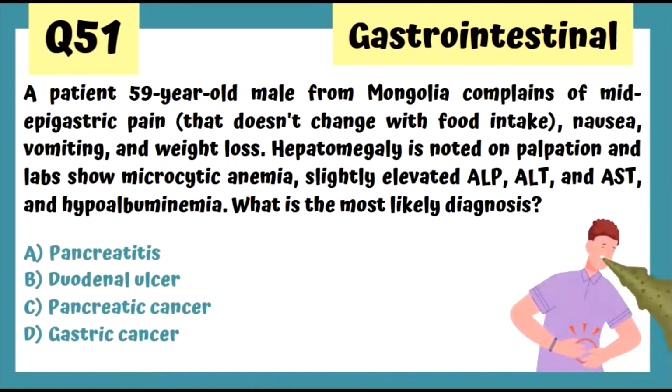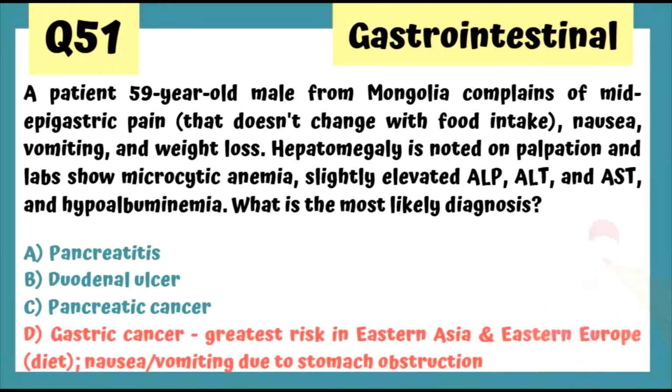Question 51. A 59-year-old male from Mongolia complains of mid-epigastric pain that doesn't change with food intake. He has nausea, vomiting, and weight loss. So we're probably dealing with cancer here. Hepatomegaly is noted on palpation, and labs show microcytic anemia, slightly elevated liver enzymes, and hypoalbuminemia. What is the most likely diagnosis over here? So over here, we're dealing with a gastric cancer.